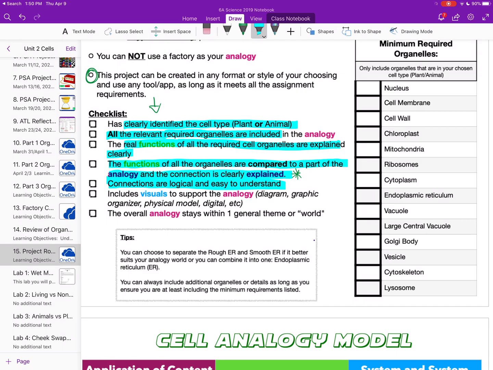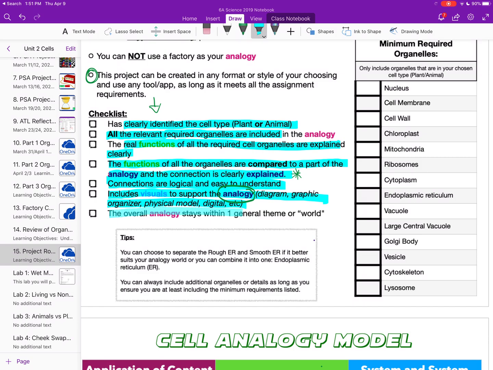Okay. The next one is to include visuals to support your analogy. So this is the model part, the visual model. The visuals that you create are about the analogy. You are not drawing the cell, you are drawing the world that you create. So for example, if I stick with the Harry Potter one, you would be drawing a map of Hogwarts and the characters in the story or the movie.